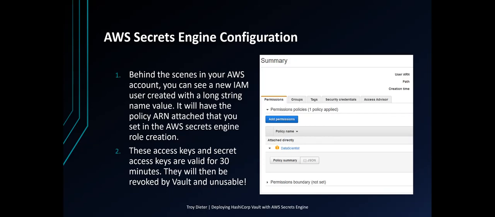Behind the scenes in your AWS account, you can see a new IAM user created with a long string name value. It will have the policy ARN attached that you set in the AWS Secrets Engine role creation. These access keys and secret access keys are valid, in this case, for only 30 minutes. I referenced 4 hours earlier, but in the example, it may have been set to 30 minutes. They will then be revoked by Vault and unusable. So, for example, at the end of this case, 30 minutes, the keys will be deleted and the IAM user deleted.